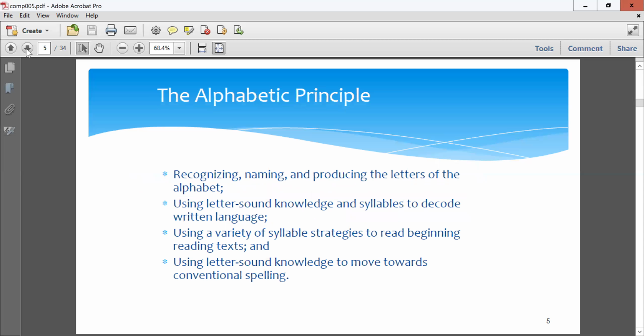The alphabetic principle involves recognizing, naming, and producing the letters of the alphabet, using letter sound knowledge and syllables to decode written language, and then using a variety of syllable strategies to read beginning reading text, and then also using the letter sound knowledge to move towards conventional spelling.